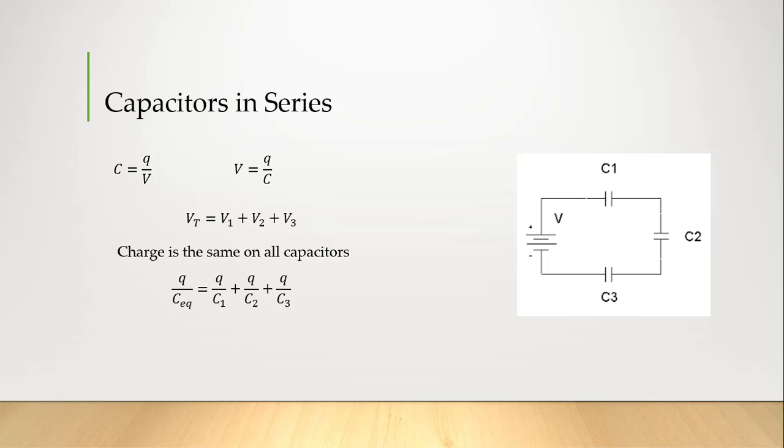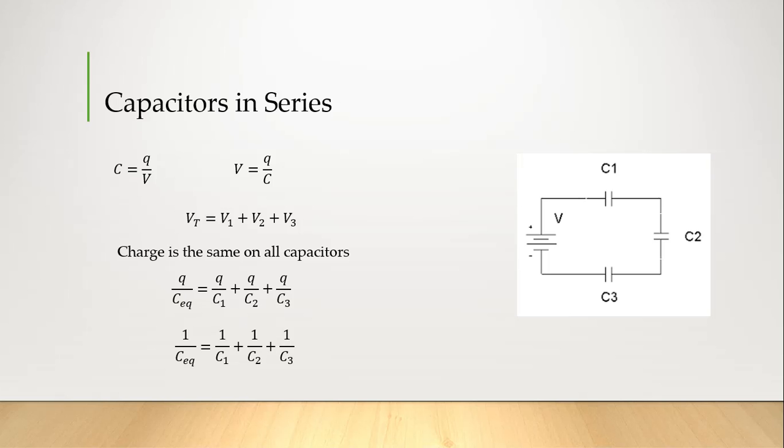If we wanted to figure out the equivalent capacitance, which is kind of like the sum of the capacitance of the circuit, we could take V total equals V1 plus V2 plus V3 and plug in what V looks like. Q over C equivalent equals Q over C1 plus Q over C2 plus Q over C3. Divide everything by Q, and we get a relationship for equivalent capacitance in a series circuit. This looks similar to the equation we get for resistors in a parallel circuit.